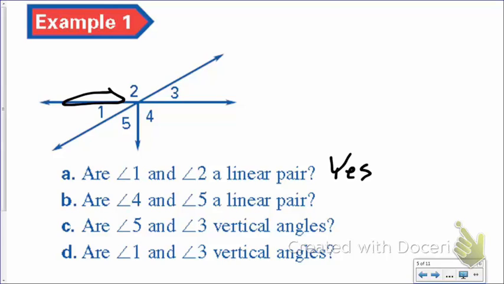Are angle 4 and angle 5 a linear pair? Well, not quite. They are adjacent, they're next to each other, but you can see that together they don't quite add up to 180 degrees. So that would be no.